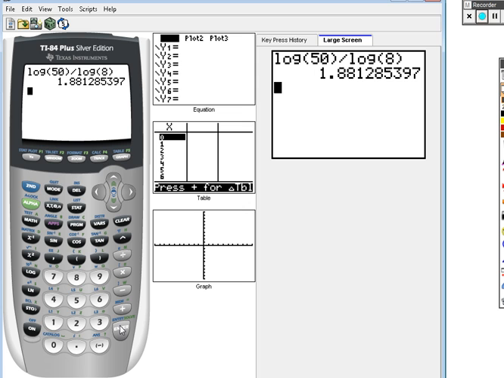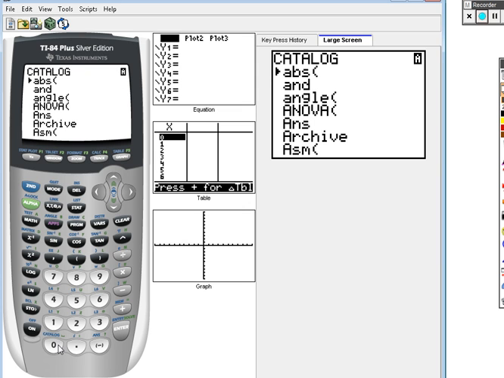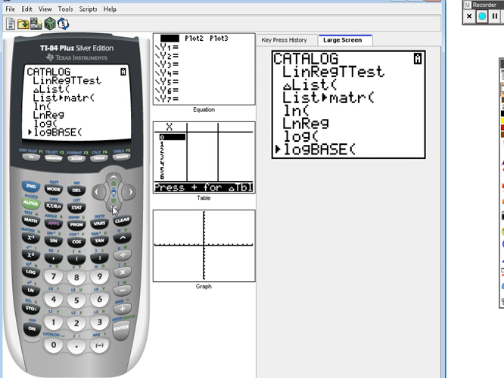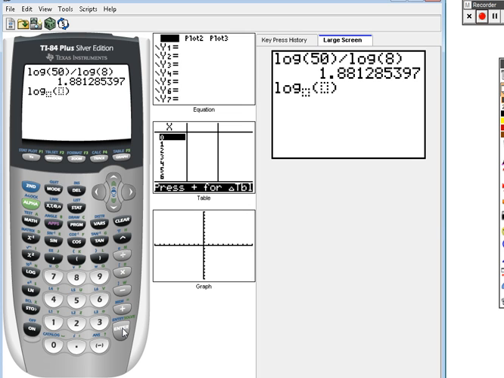Now, if you have the new operating system, you can do logs of base other than 10. So if you go to catalog, which is right above the 0 button, and scroll down to the L's, you can see log base right there. So if you choose log base, we did what? Log base 8 of 50. This is another option that should give you the same answer. So if you have the new operating system, you can kind of shortcut this change of base formula and just go to the catalog feature right here. Or if you don't have the new operating system, you'd have to know that change of base formula and say log of 50 divided by log of 8.